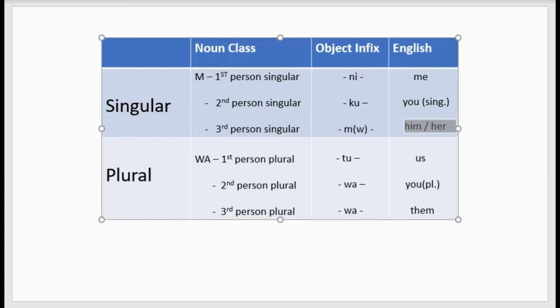Now when it comes to plural, this is the noun class m-wa, singular and plural. In the first person plural, we use tu as an object infix, which means us. First person singular is ni, and first person plural is tu, which means us. Second person plural, we use wa, which means you. And the third person plural, we use wa, which means them.